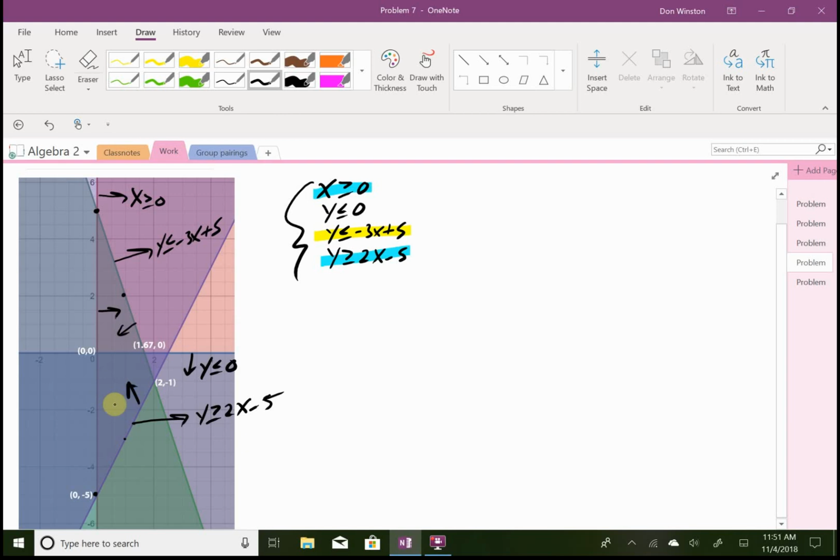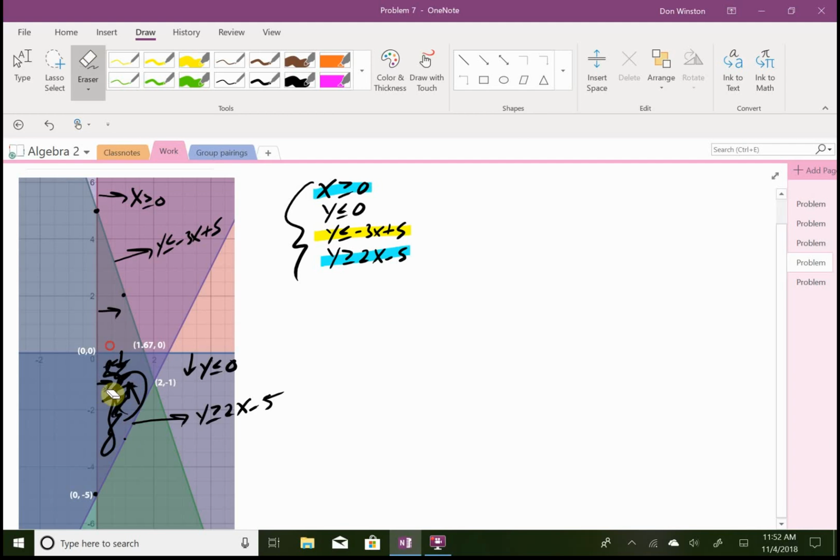So here's my feasible region. I have to be above the line y is greater than or equal to 2x minus 5. Above the line y is greater than or equal to 0. To the right of x is greater than or equal to 0. And then, oh, I'm sorry, this is y is less than or equal to negative 3x plus 5. We are below the line, which is what I've indicated before. So here's my feasible region there.